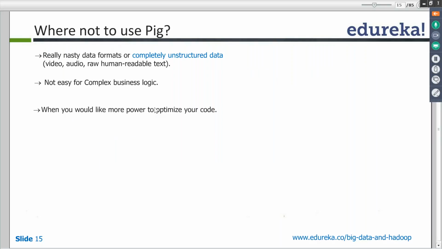Okay. And the third place where you should not use Pig is when you would like more power to optimize your code. Basically, if you want to control how your code should execute, you should not use Pig, because Pig will plan its own execution steps. It's Pig's responsibility to convert your script to MapReduce steps. But if you're writing it on your own, you have very low level control on how your code is executing.